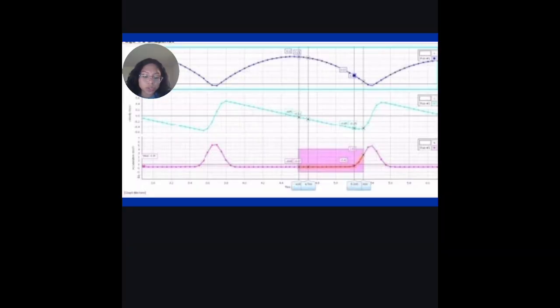So our first position was 0.22 at the time 4.6 seconds. Our second position was 0.21 at the time of 4.7 seconds. And then our third position was 0.07 at the time 5.20 seconds. And then our final position was 0.02 and our final time was 5.30 seconds.